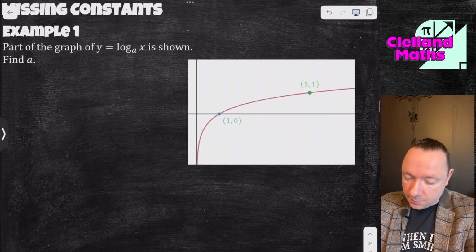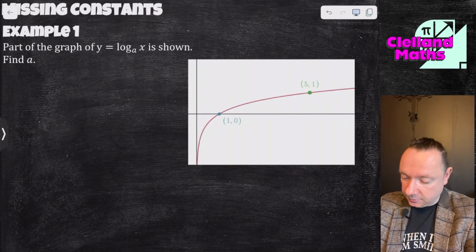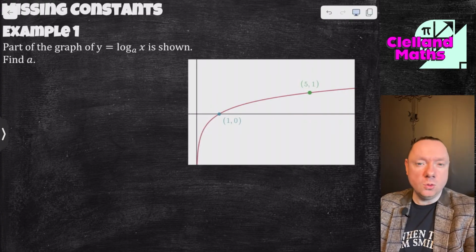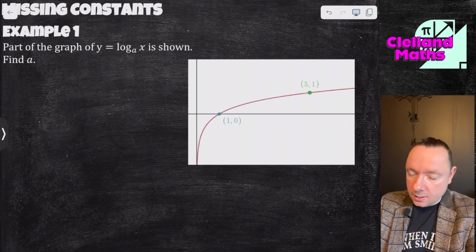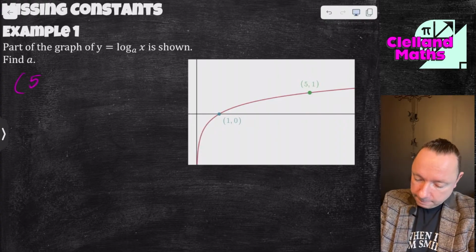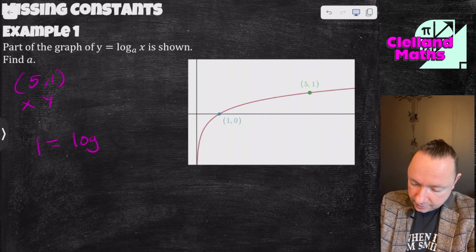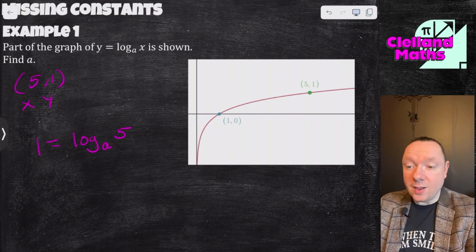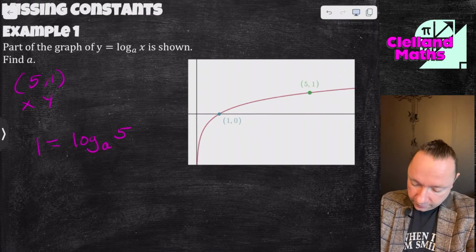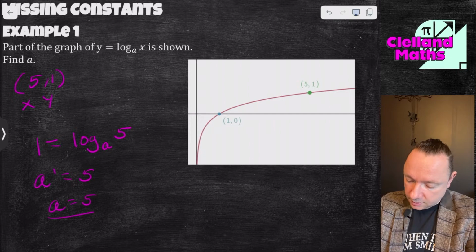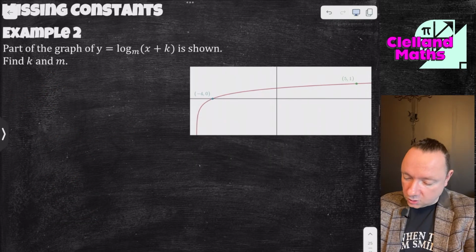Missing constants, example 1. The graph of y equals log base a of x is shown, find a. Well, 1, 0 is never going to help because it's always 1, 0. So I look at 5, 1. So looking at 5, 1, that means x and the y. So we've got y is 1 equals log base a of 5. So that means that a to the power of 1 equals 5. Or in other words, a is 5. And we're done there.